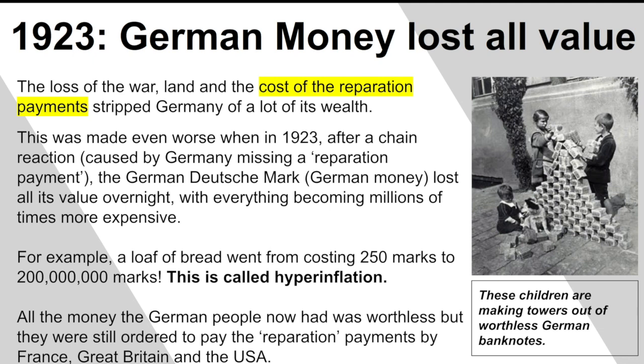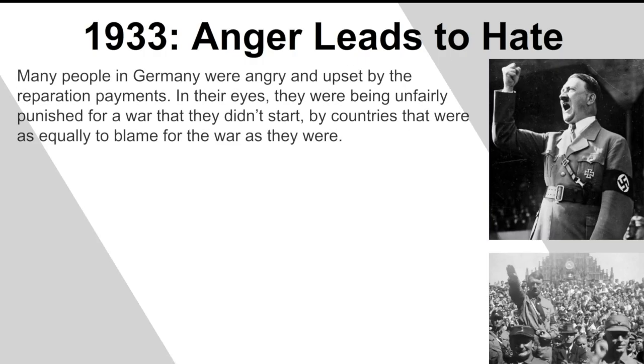All the money the German people now had was worthless, but they were still ordered to pay reparation payments by France, Great Britain and the USA. Many people in Germany were very angry and upset by the reparation payments. In their eyes, they were being unfairly punished for a war that they didn't start, by countries that were equally to blame for the war as they were.